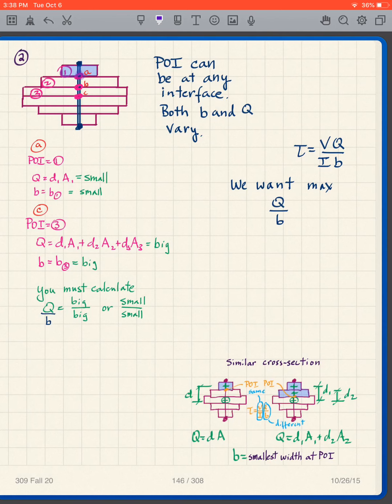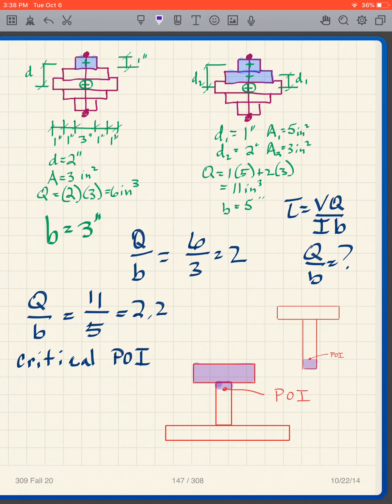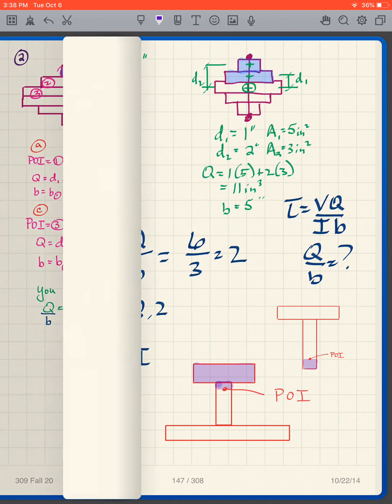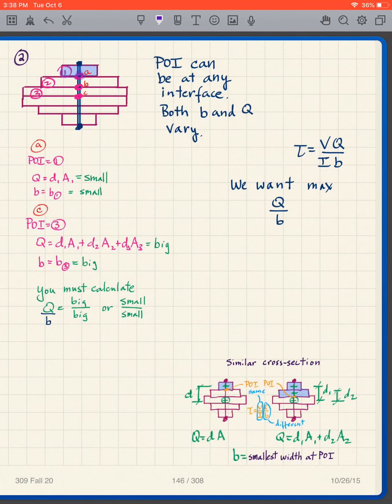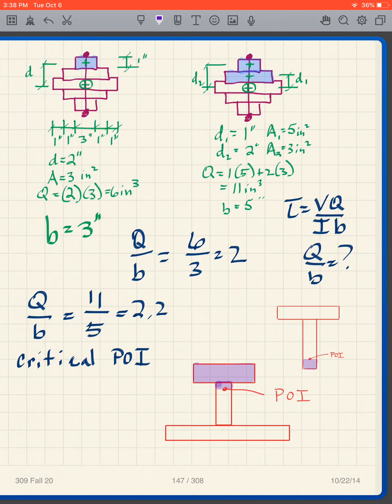I guess I didn't give all of the dimensions here. I don't show what's missing. In any event, this width is 3 inches. I didn't label it, but that gives me an area of 3 square inches. So my D times A is 6 inches cubed.